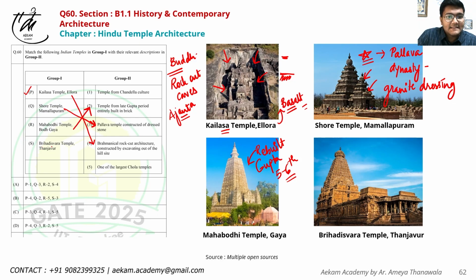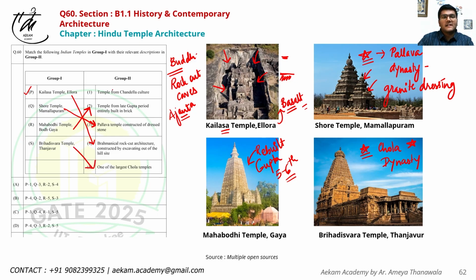Then S is Brihadeshwara Temple, Tanjavur. Brihadeshwara temple is an example of peak Hindu temple Dravidian architecture, which was done by Chola dynasty, Rajaraja I, a very magnificent and mighty structure and a huge architectural feat. So this Brihadeshwara temple, one of the largest Chola temples, is the correct answer.